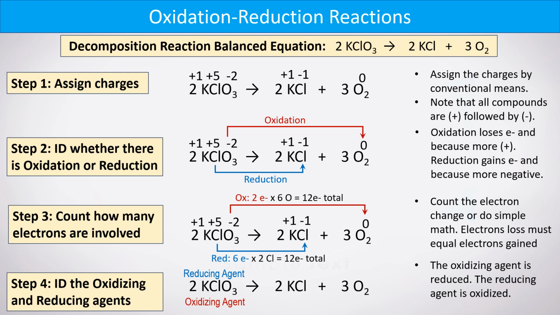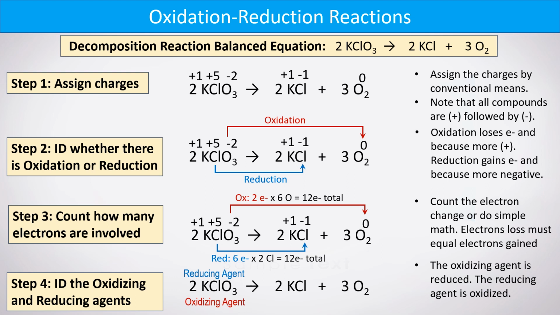Let's do another problem. This is a decomposition reaction. It's already been balanced. Balancing the equation is important, particularly if you want to know the total electrons involved. So here we have the species KClO3, and we go to get KCl plus 3 oxygen gas molecules there. So we assign the charges again by whatever conventional means you use. We note that potassium has a +1, chlorine has a +5, and oxygen has a -2. And potassium on the right side, on the product side, +1, chlorine with a -1. Oxygen is in an elemental state, therefore it's assigned a 0.